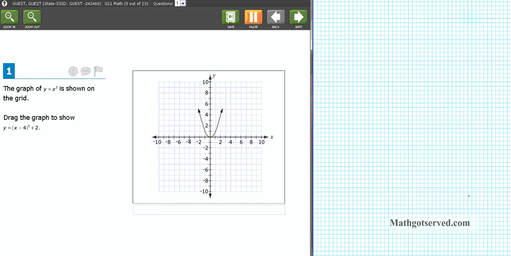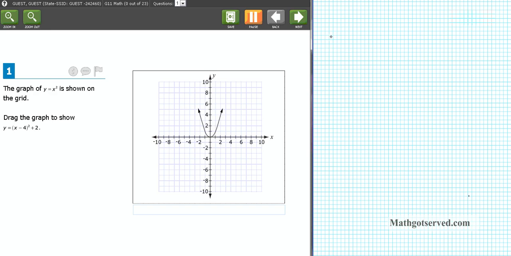Question number 1. It says the graph of y equals x squared is shown on the grid. Drag the graph to show y equals (x minus 4) quantity squared plus 2. All right, so this is basically assessing your ability to transform quadratics.